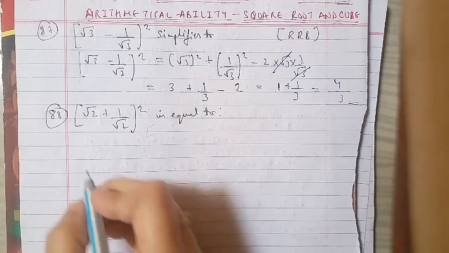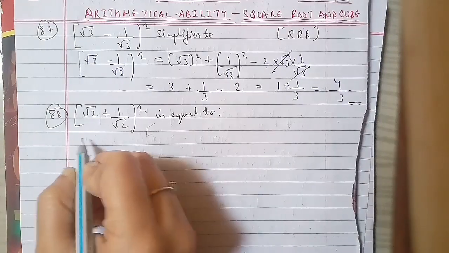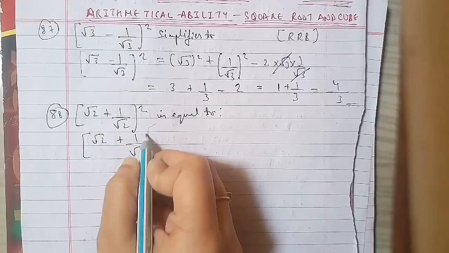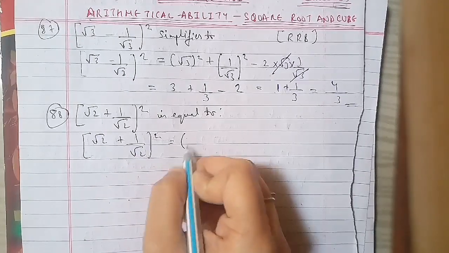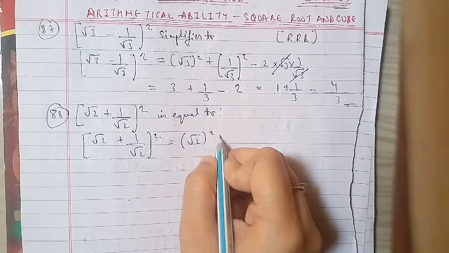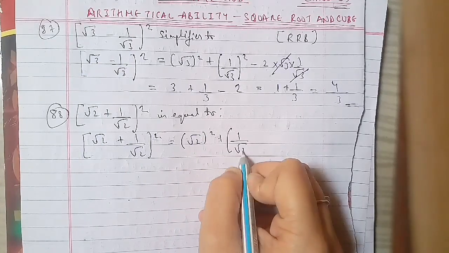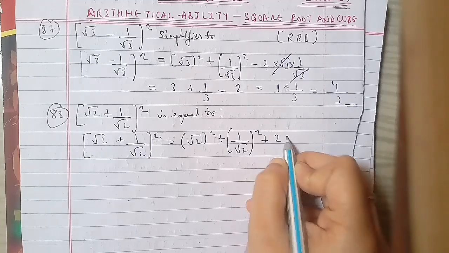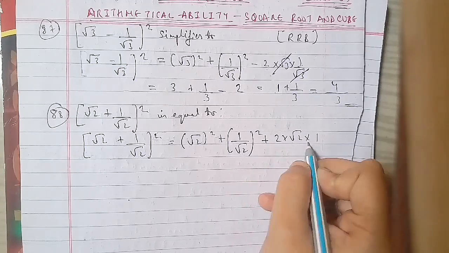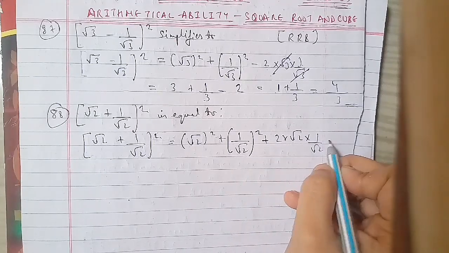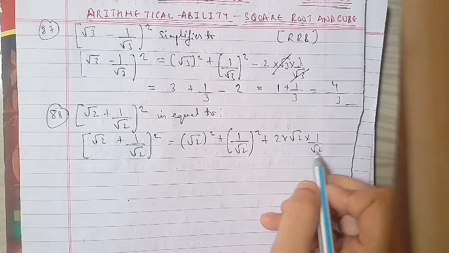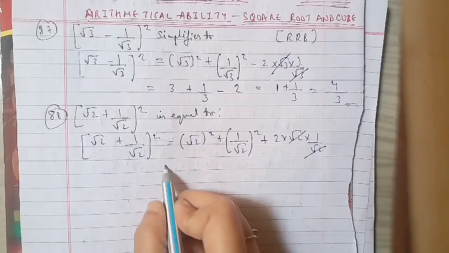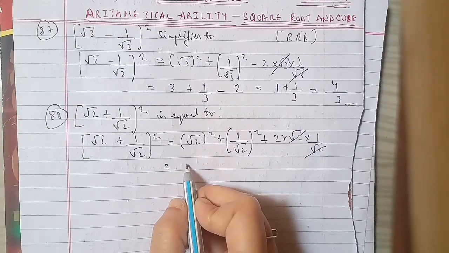The question we have is (under root 2 plus 1 upon under root 2) whole square equals (under root 2) का square plus (1 upon under root 2) का square plus 2 into under root 2 into 1 upon under root 2. So when we go ahead further, as you can see this is being cancelled out as well, and we'll open it out.